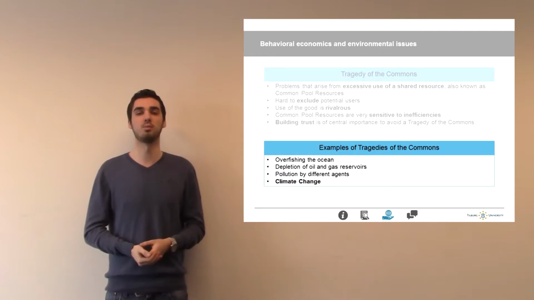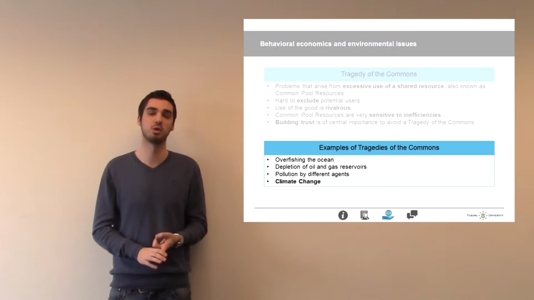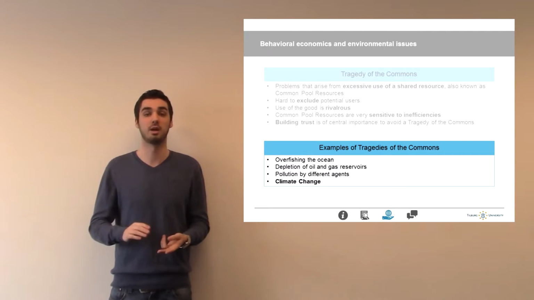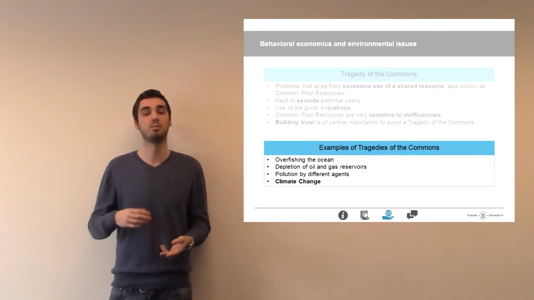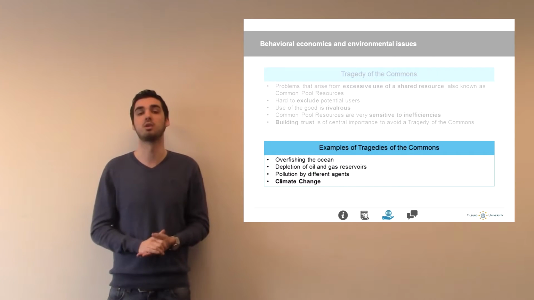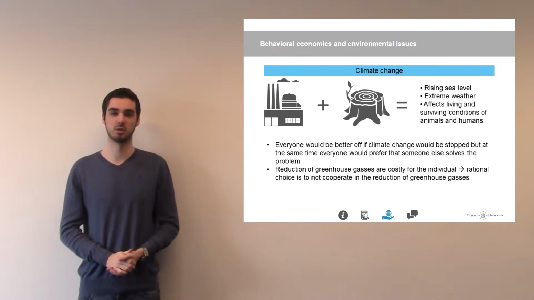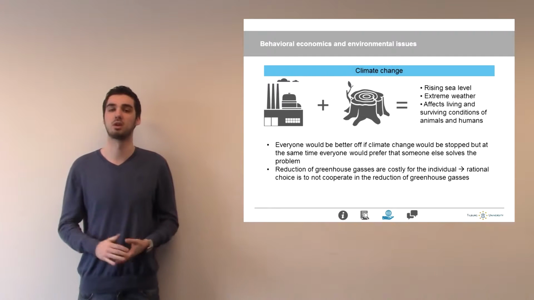So there are certain examples we can look at for a tragedy of the commons. For instance, the overfishing of the ocean, the depletion of oil and gas reservoirs, pollution by different agents, and also climate change. And we are going to look into climate change further. Okay, so now we're going to look at the situation of climate change. And first we have to answer the question, what is climate change?